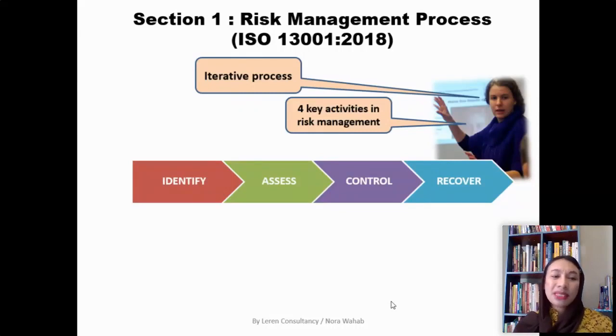There is a difference between identify and assess. There is also a difference between control and recover. When you have a business operation, a context, an activity you're doing, and you want to achieve the goal, you want to achieve the outcome, there is always a threat that potentially leads you to not achieving the goal. So you need to identify that.